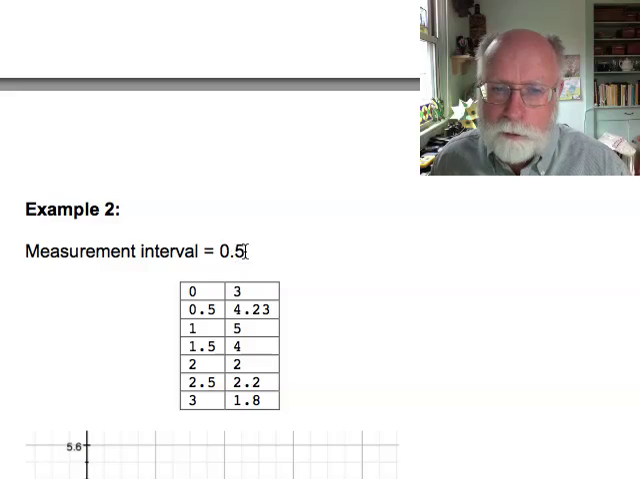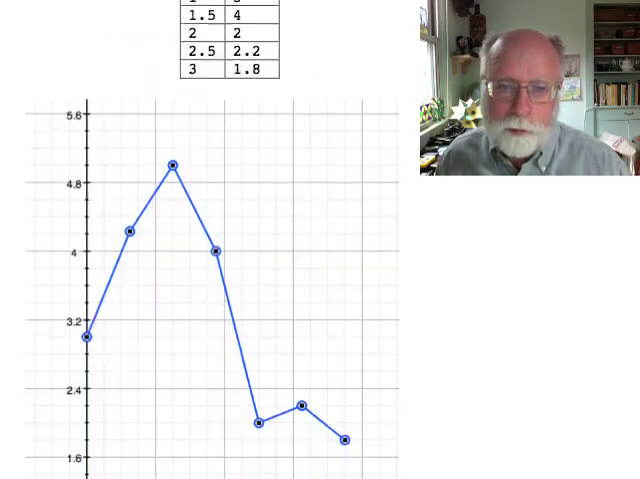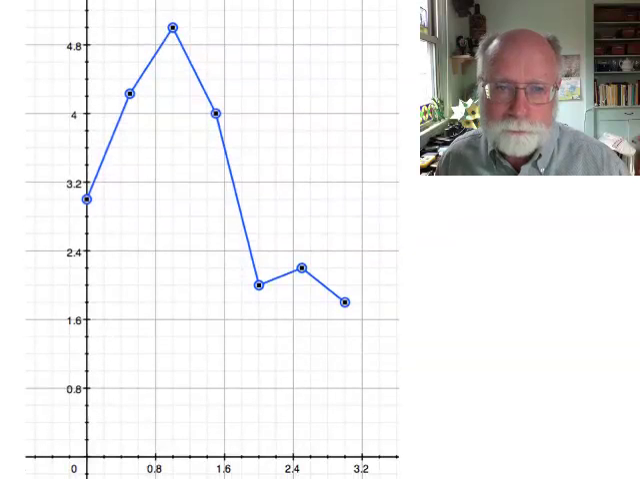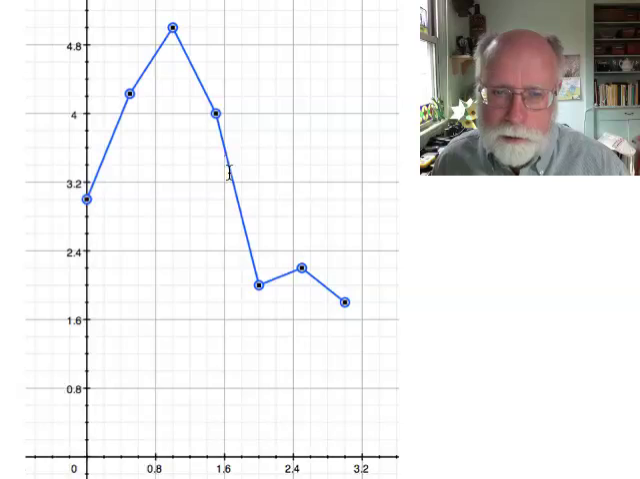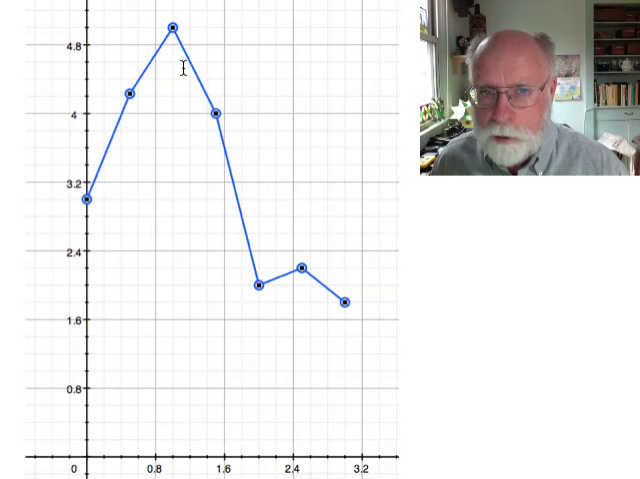Here I've taken an interval of only 0.5 seconds, and I have flow rates of 3, 4.2, 3, 5, 4, and so on. When we plot these, we get this blue curve, which I've drawn in as a straight line approximation. All I actually know are the data points that I've measured. And one approach to approximating the curve is to use straight lines as your approximation.